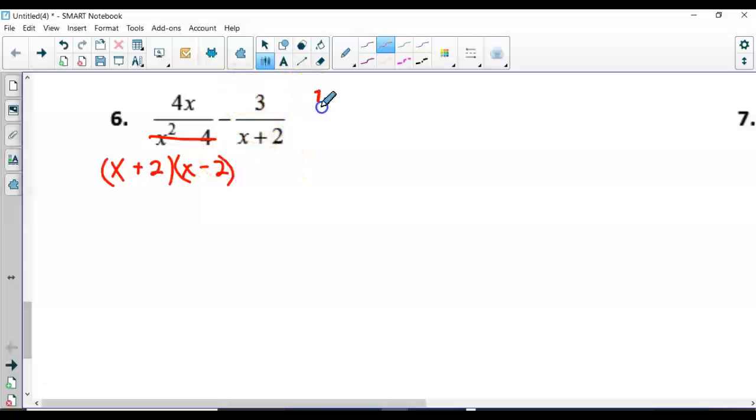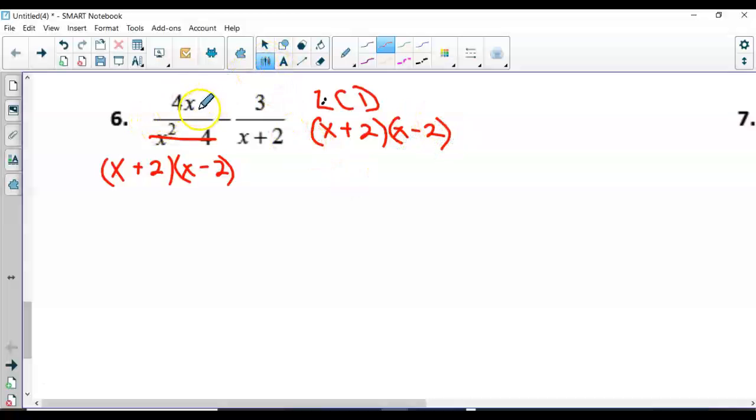So now we can find out our LCD. What is common in both? That's the first thing I write. X plus 2 is common in both of those. And then whatever factors are left over will make our LCD. So in this case, it's x minus 2. So that is our LCD.